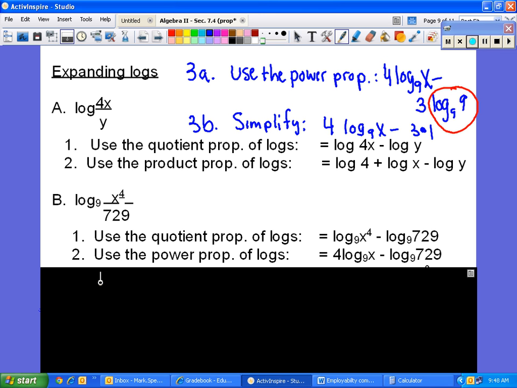The exponent moves to the front. Remember, logarithms are like exponents. The operations that we do to logarithms are the same as the operations that we do to exponents. When we divide exponents, what do we do to the exponents? We subtract them. When we multiply, what do we do to the exponents? You add them. And when you have an exponent raised to another power, what do you do then? If I have x to the second power raised to the third power, I multiply them.